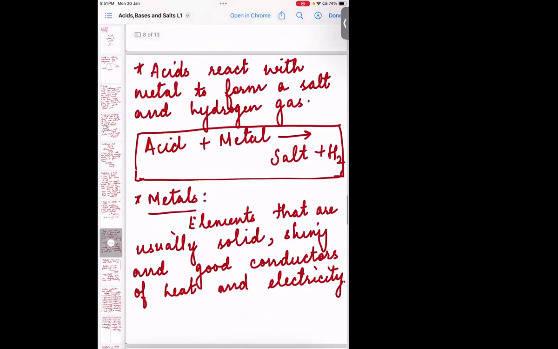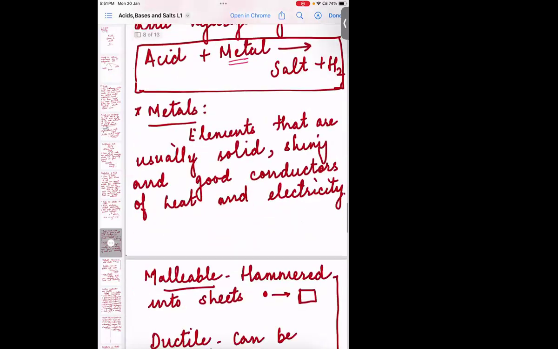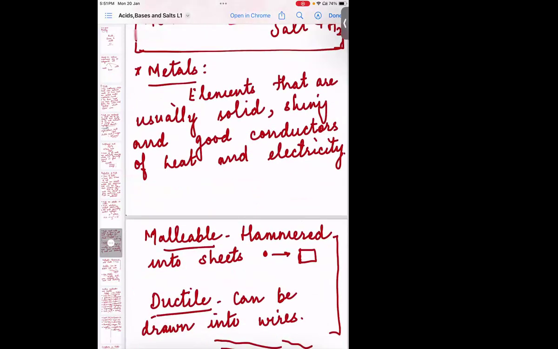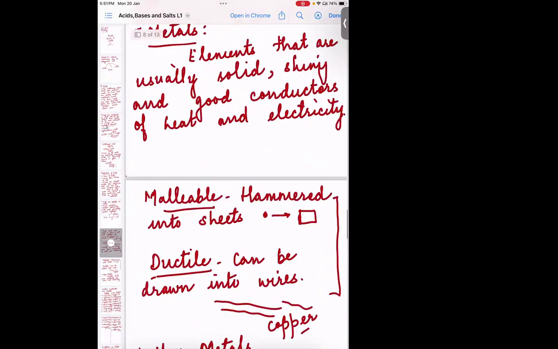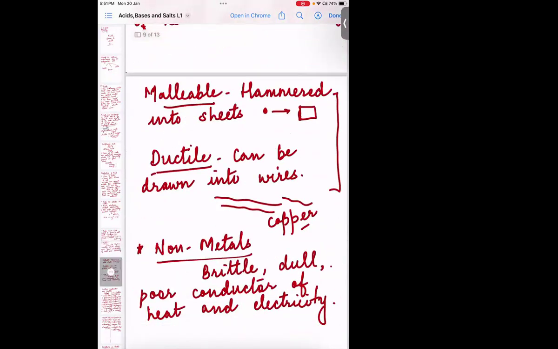After this, we started with the reactions. When an acid reacts with a metal, it forms a salt and also produces hydrogen. Since some of them do not know what metals and non-metals are, I started with the metal topic. Metals are basically solids. They are shiny in appearance, and they are good conductors of heat and electricity. They are malleable, so metals can be hammered into sheets. Then they are ductile, which means we can convert them into wire.